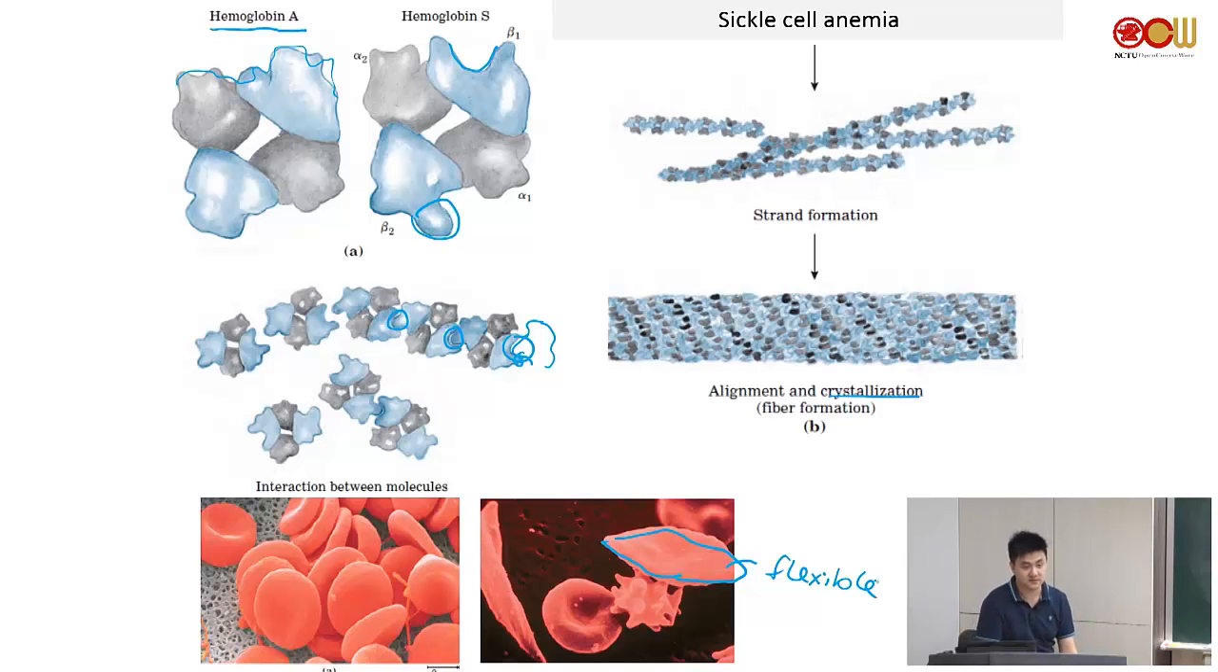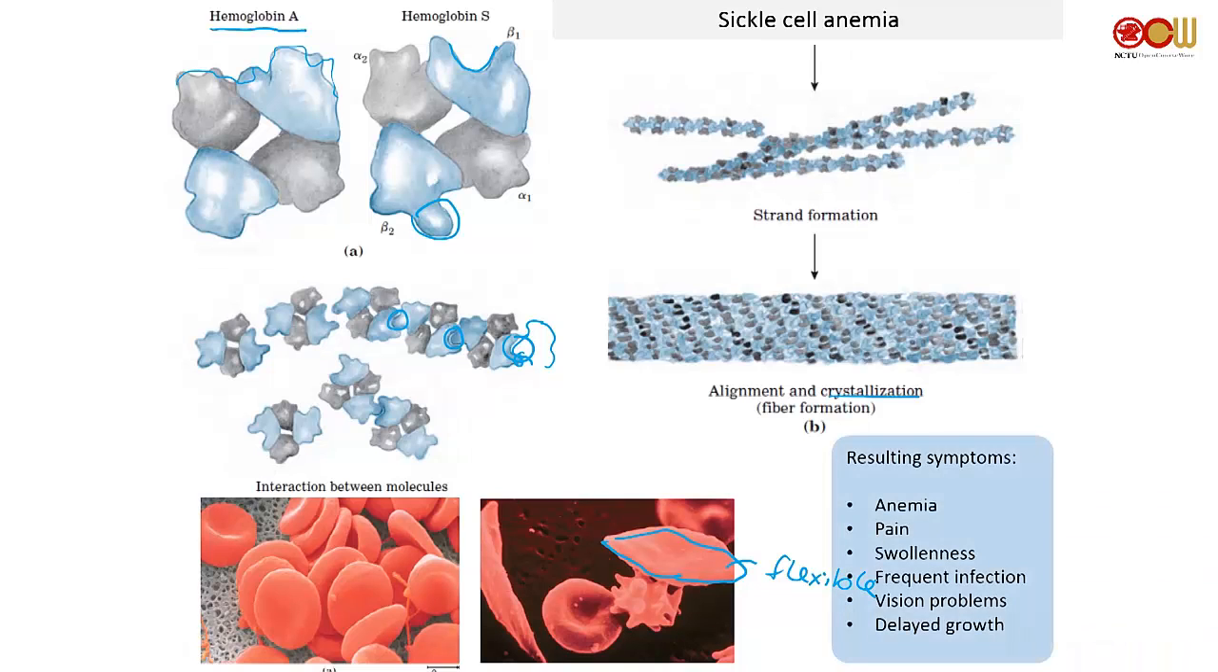Anemia, 就是缺血嘛. Okay? Anemia. Right? So some of the symptoms: you have anemia, pain, swollenness, frequent infection, vision problems, delayed growth. So this is a hereditary disease. It happens in your DNA.